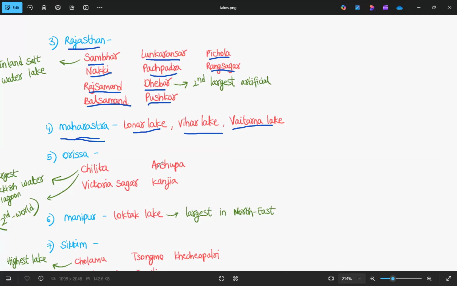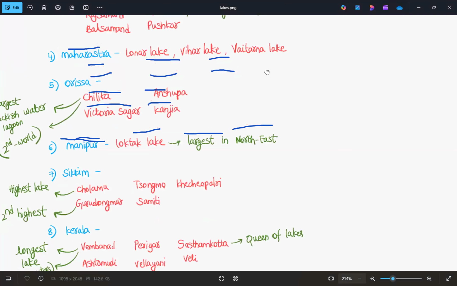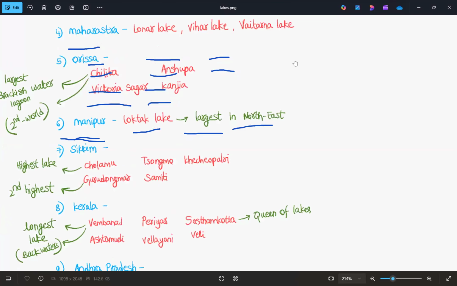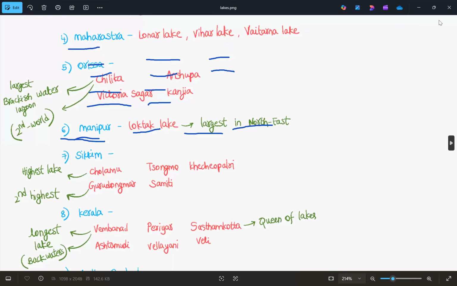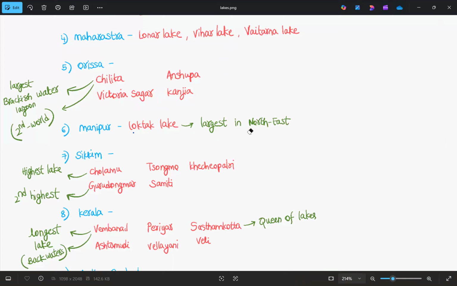The next state is Odisha. In Odisha, the first one is Chilika.